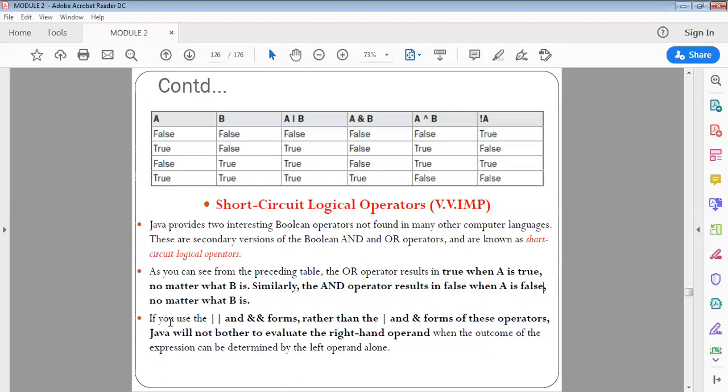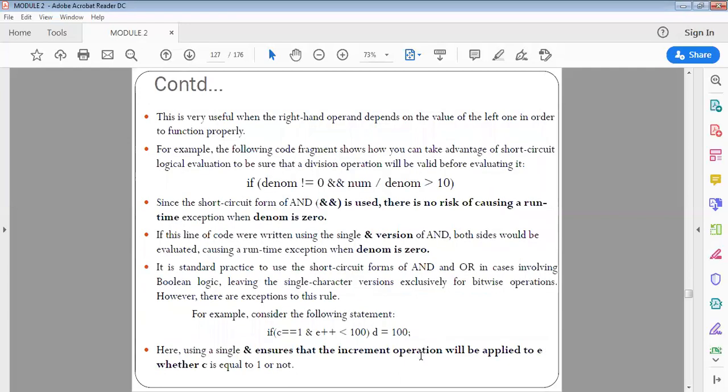If you use the logical OR and AND forms rather than the bitwise OR and AND forms, Java will not bother to evaluate the right hand operand. The outcome can be determined by the left operand alone. This is very useful when the right hand operand depends on the value of the left one in order to function properly.